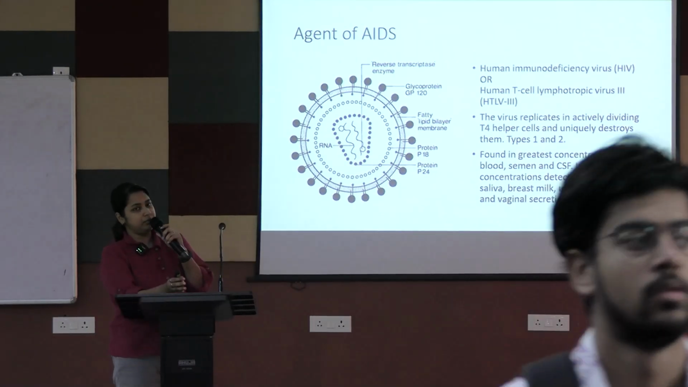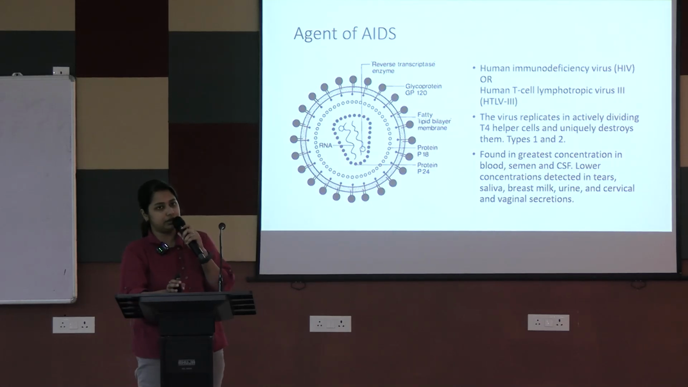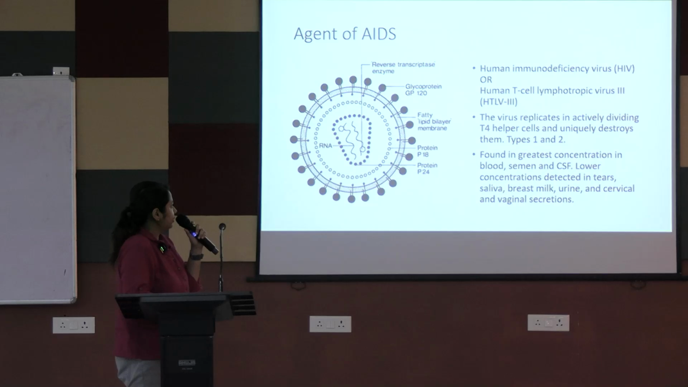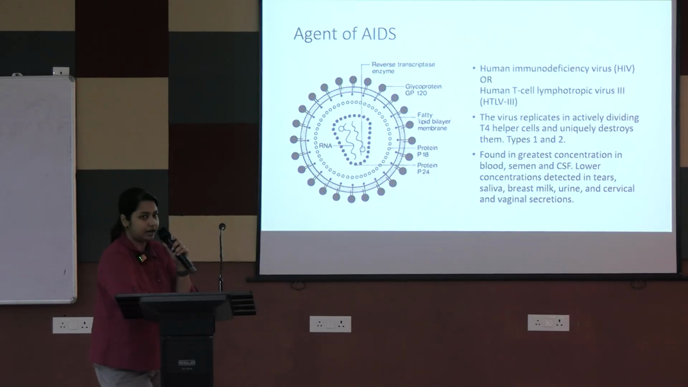That was its old name. Nowadays it is known as the HIV virus. There are two types, HIV1 and HIV2. So the virus is an RNA virus, right? It is an RNA virus.